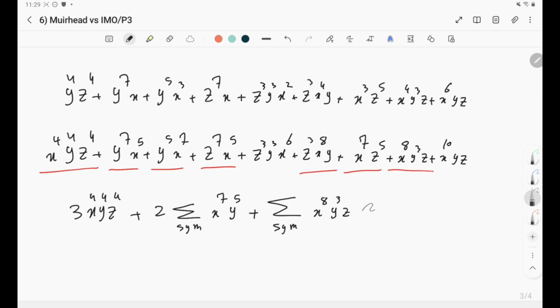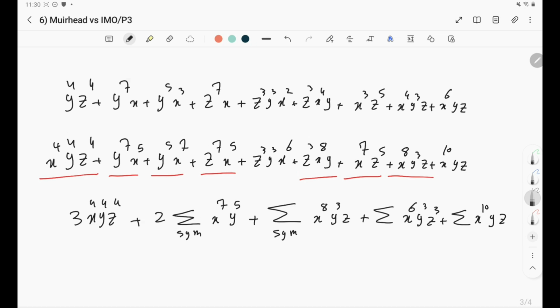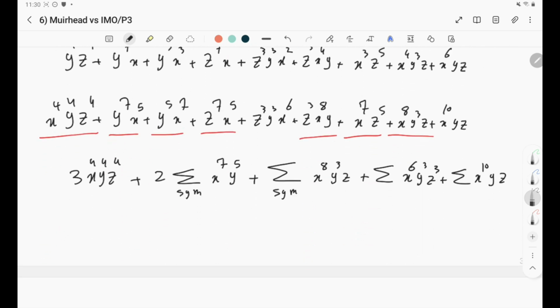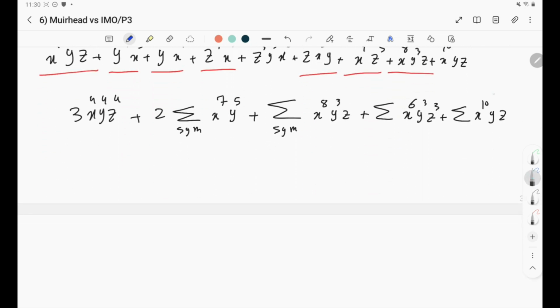Okay, now actually we just have the others. So it's just sigma x to the 6 y cube z cube plus sigma x to the 10 yz. Alright, my friends, this is finally the LHS. We're done expanding that. Perfect. This is our LHS.